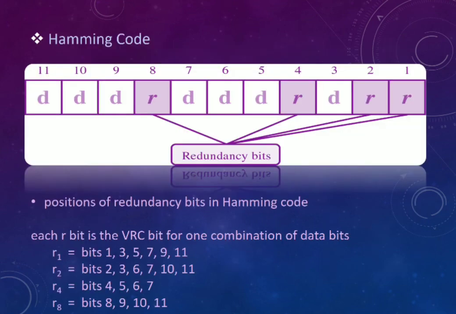Hamming codes. Here the figure shows the position of redundancy bits in the Hamming code. We put redundancy bits in our data, and each R bit is the VRC bit for one combination of data bits. R1 covers bits 1, 3, 5, 7, 9, 11. R2 covers bits 2, 3, 6, 7, 10, 11. R4 covers bits 4, 5, 6, 7, and R8 covers bits 8, 9, 10, 11.